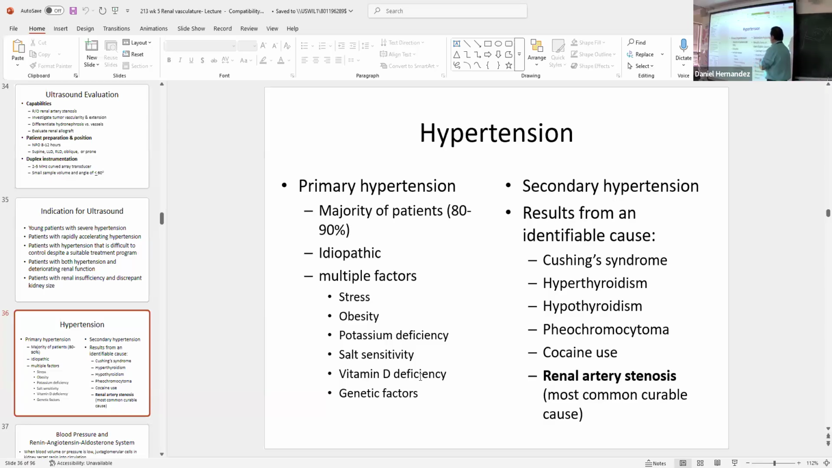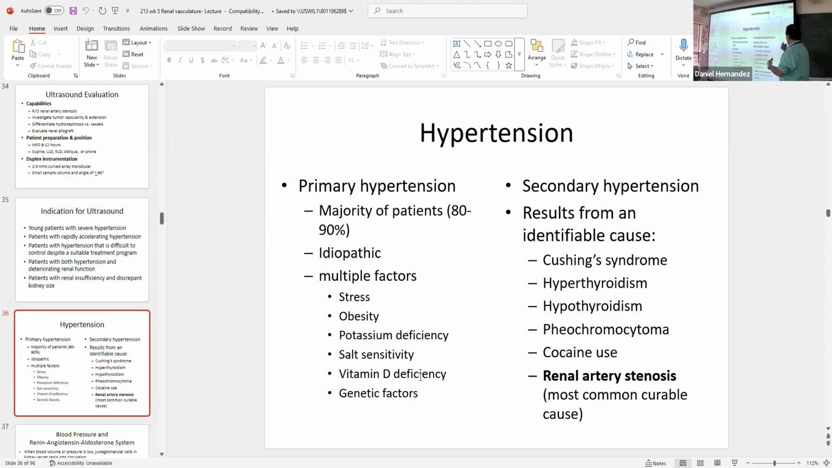So in terms of high blood pressure, hypertension, primary hypertension is what we see in the majority of patients. That's just, you have high blood pressure. There isn't an underlying cause to that blood pressure. In most patients it's just idiopathic, or we're not sure why they develop high blood pressure. There are risk factors that can contribute to it: stress, obesity, salt sensitivity. There's a definite genetic component to it. Even potassium deficiency, vitamin D deficiency.